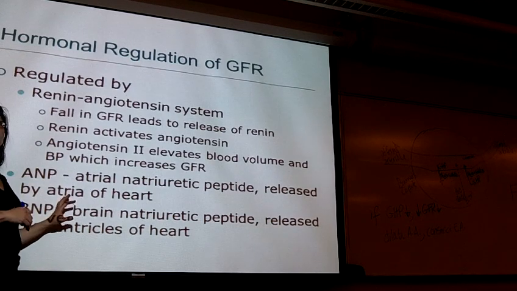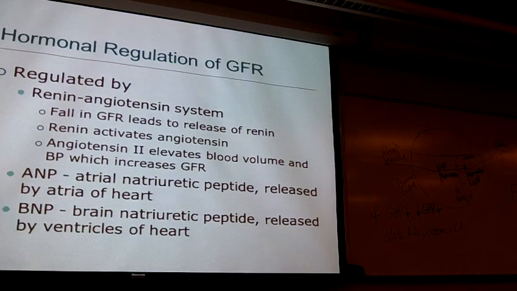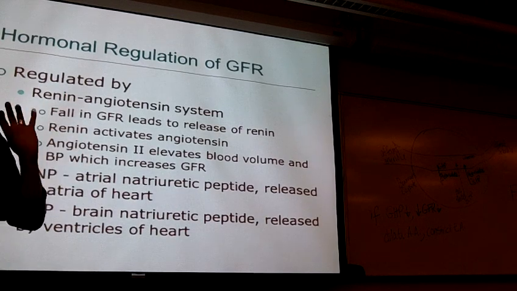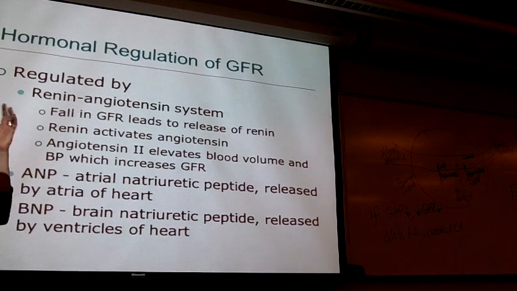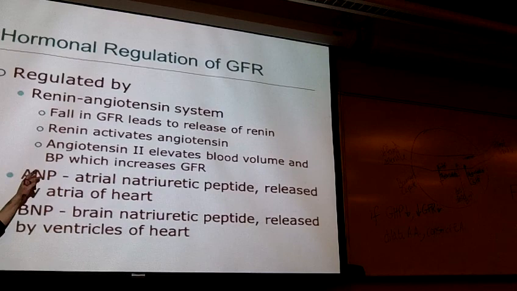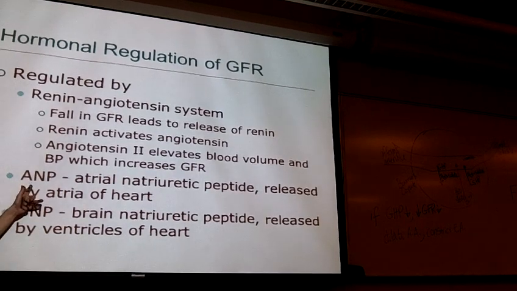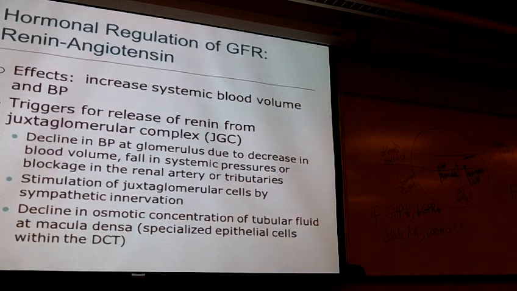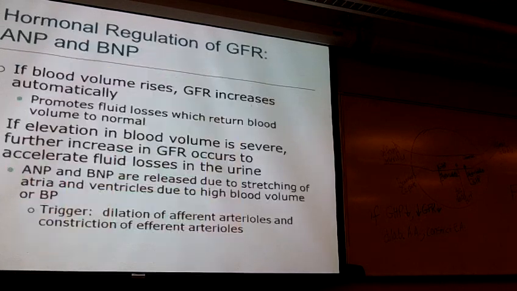ADH, which we'll talk about later. Okay? ADH and aldosterone do similar things in terms of blood volume, blood pressure. They both, aldosterone and ADH, are going to cause an increase in blood volume, thus an increase in blood pressure. ANP and BNP do the opposite. These guys are going to decrease blood volume and decrease blood pressure. Okay. All right, so we look at that.